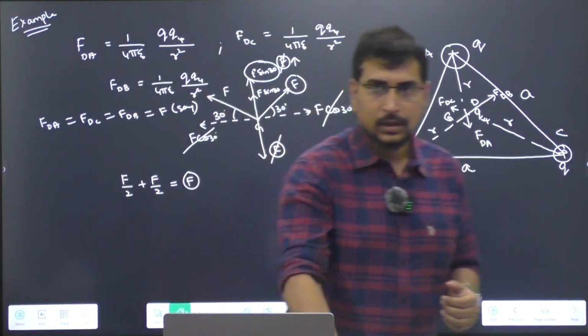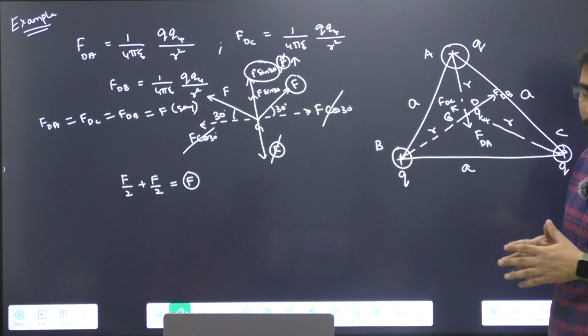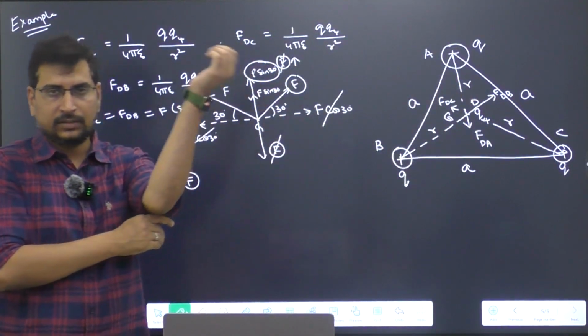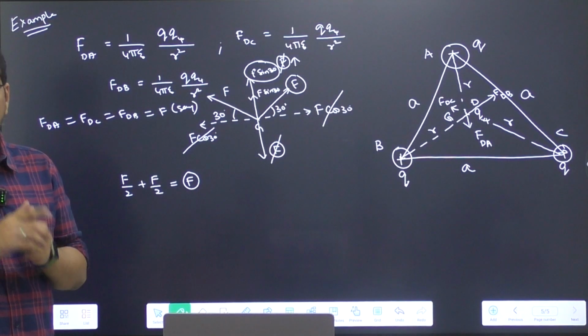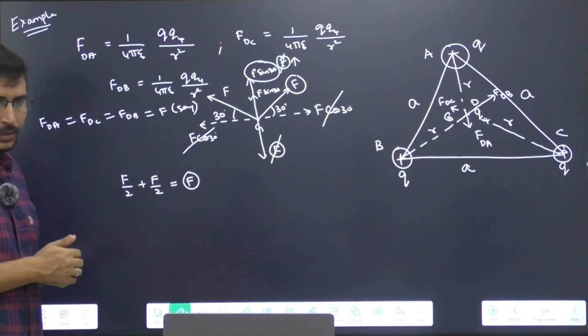Are you able to understand? This is how we can think of the principle of superposition. Not every time do we apply the parallelogram law of vectors. Sometimes we go with the resolution. There is another problem where we'll apply the parallelogram law that I'll explain in the next class. Is this point clear? Just make a note of it.